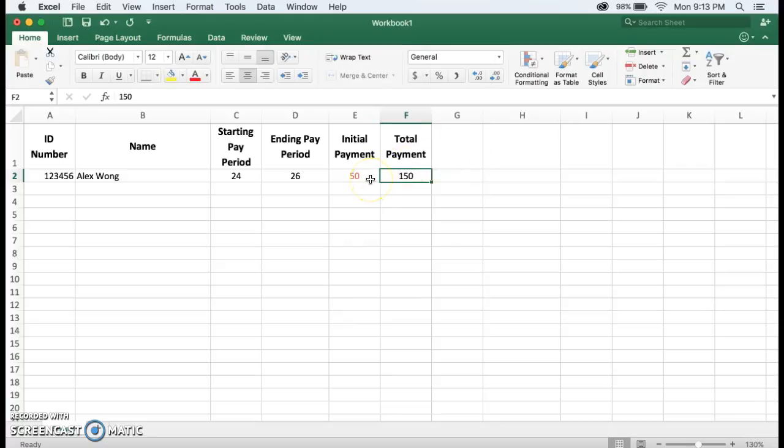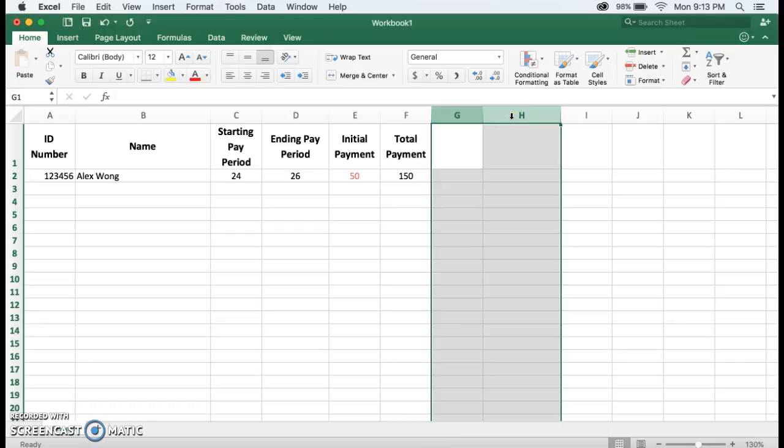So sometimes there are times that the financial advisor puts in the wrong amount on the initial payment or the total payment. So to save us some time and to make sure that everything is going well, we are going to put a check column, or a column wherein we could check if everything's fine or so.